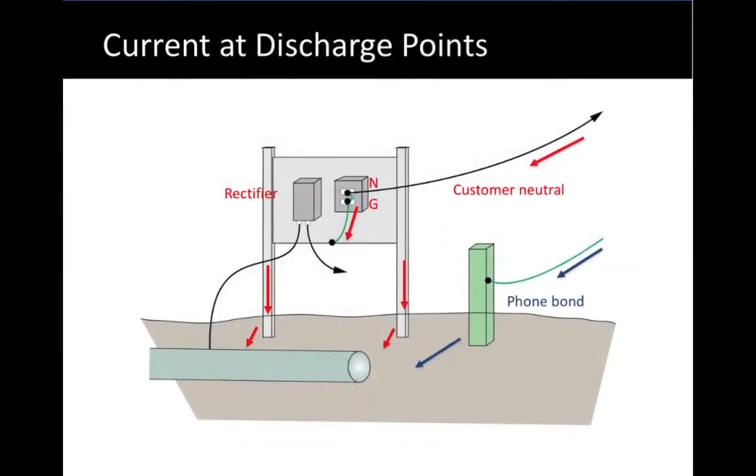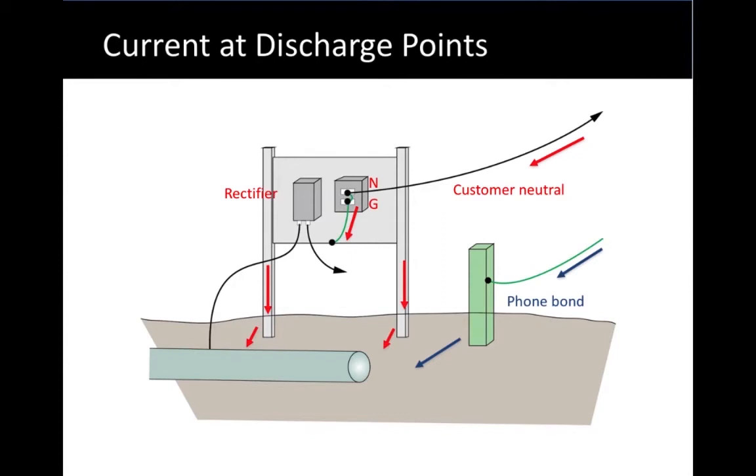Back at the rectifier and phone company pedestal, this is what the scenario was. So from the upper right, the rectifier or pipeline neutral coming in serves the load at that rectifier. We show it coming into a power panel. The neutral is tied to ground.